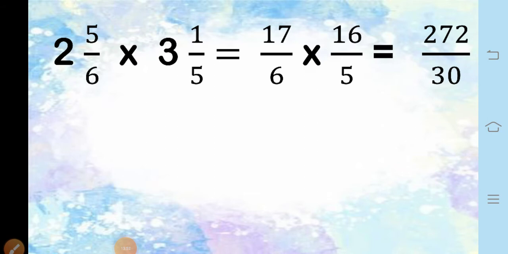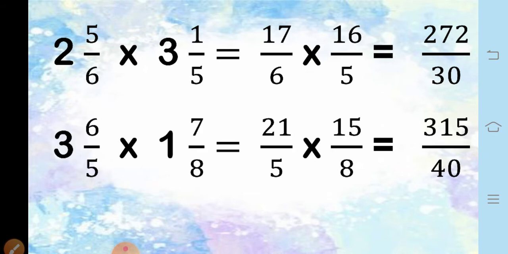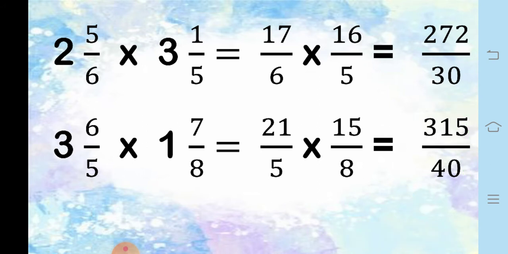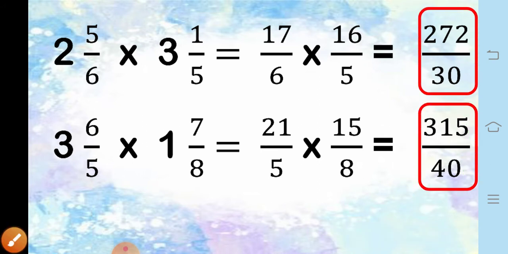And then ito, 2 and 5 over 6 times 3 and 1 over 5 is equal to 17 over 6 times 16 over 5. Kasi nga, we change the mixed number into an improper fraction. So we get 17 times 16 is 272. And then 6 times 5 is equal to 30. So we get 272 over 30. The next, 3 and 6 over 5 times 1 and 7 over 8 is equal to, okay, diretso na tayo dito sa final answer, which is 315 over 40. Okay, understood? Next, okay, these are our final answer.